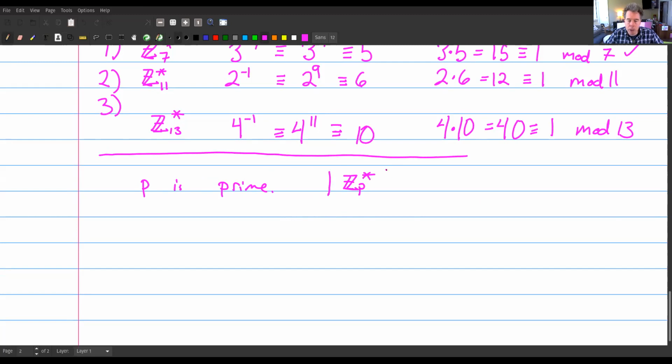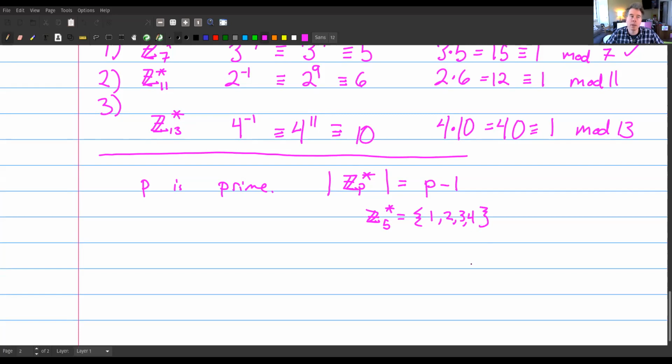ZP star. So the cardinality of ZP star turns out to be P minus 1. Let's just give an example to see why that's true. Let's look at Z5 star. Okay, Z5 star. This is all the integers less than 5 that have GCD 1 with 5. So the only thing that fails is 0. So you get 1, 2, 3, 4.